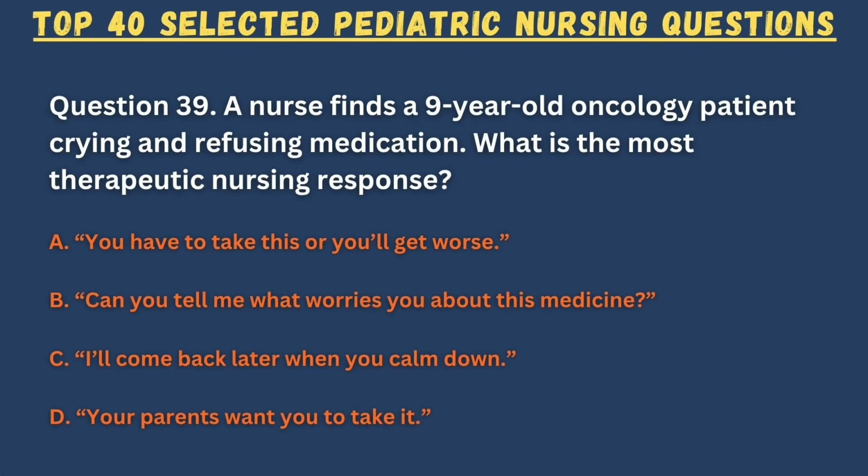Question 39. A nurse finds a 9-year-old oncology patient crying and refusing medication. What is the most therapeutic nursing response? A. You have to take this or you'll get worse. B. Can you tell me what worries you about this medicine? C. I'll come back later when you calm down. D. Your parents want you to take it.